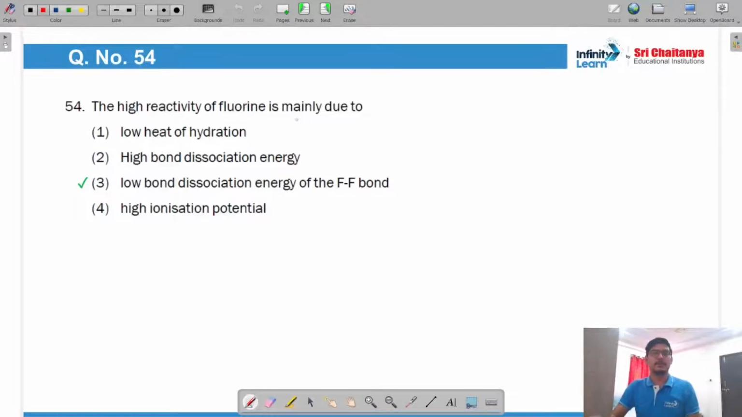The high reactivity of fluorine is mainly because of the low bond dissociation energy of the fluorine-fluorine bond, right guys? Because of the small size, the bond length is low, and the lone pair-lone pair repulsions in fluorine are very high. So as a result, the bond breaks easily and it reacts.